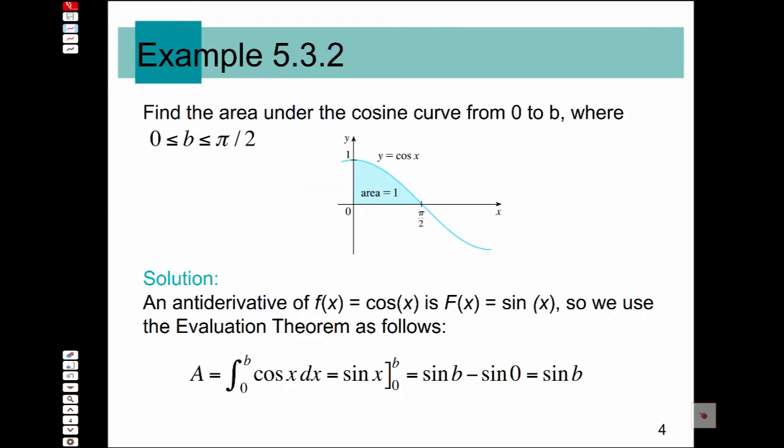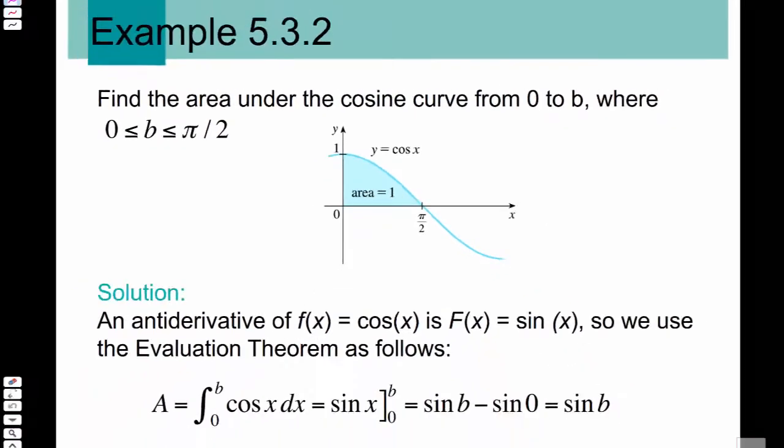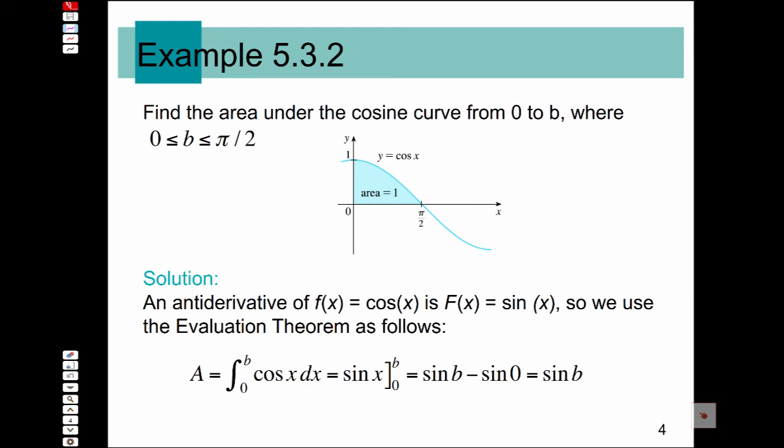Here's another example, example 5.3.2 from the textbook. Find the area under the cosine curve from 0 to b, where b lies in the interval from 0 to pi over 2. The figure here illustrates what we're looking for. We've got the function y equals cos x, and we're interested in the area under this function from 0 to b, where b lies somewhere in this interval. An antiderivative of cos x is sine x, and so now we can use this in the evaluation theorem.